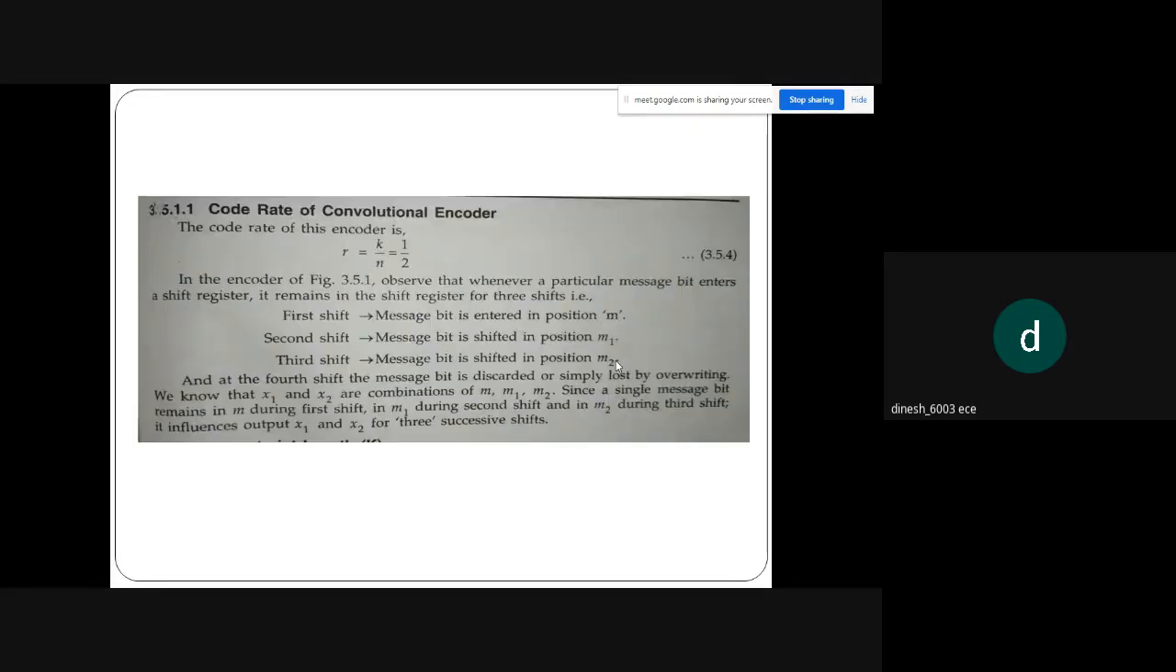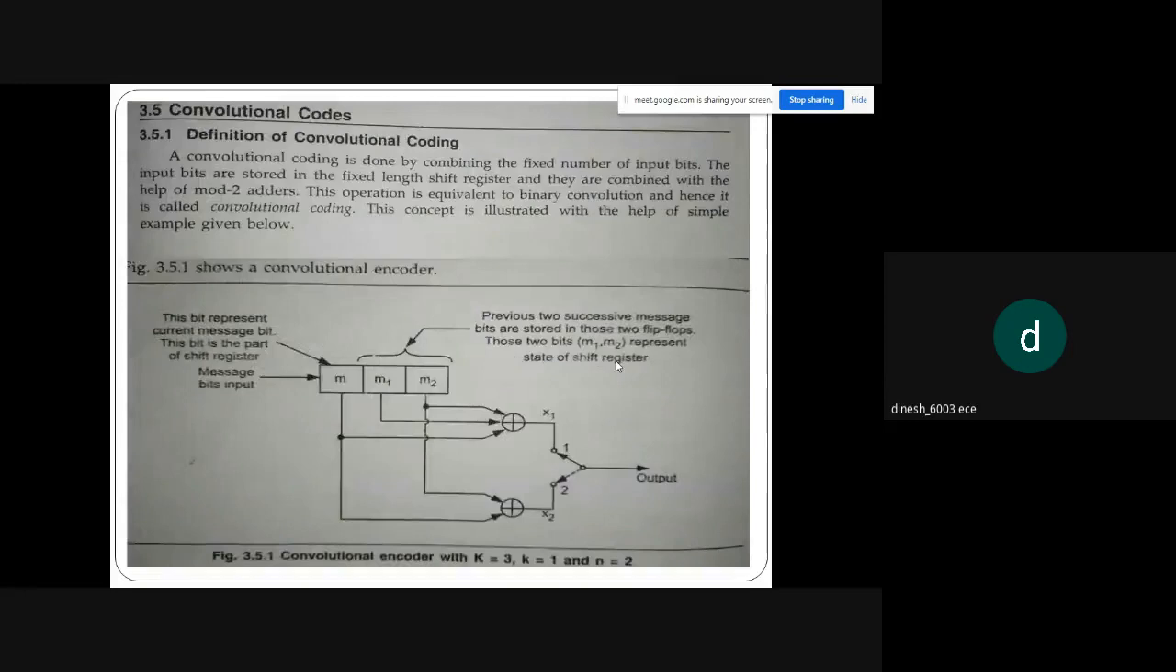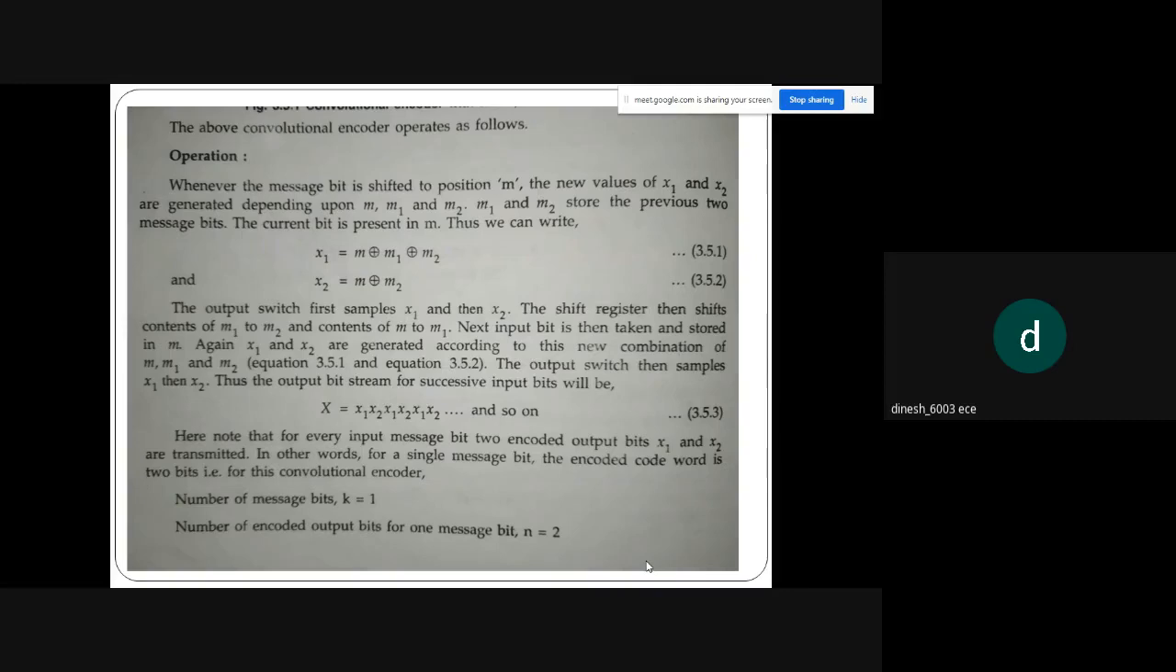This is why it is written as capital K, which is the constraint length 3, small k equal to 1, and n equal to 2 in the block diagram, where capital K is the constraint length, small k is the number of message input bits, and n is the number of encoded output bits for 1 bit message.